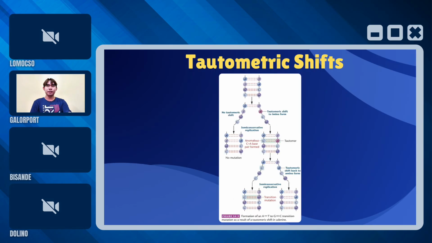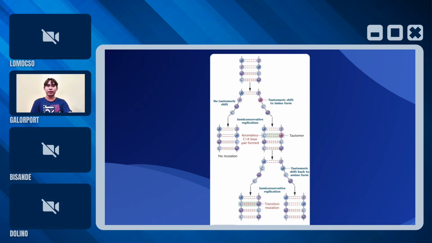Next slide, please. Here it illustrates how tautomeric shift happens. Instead of A pairing with T, through tautomeric shift, an anomalous CA base pair is formed. As these undergo semi-conservative replication, the tautomer shifts back to its amino form, leading to one replicate with no mutation, while the other one has a transition mutation, which is the CG mutation.